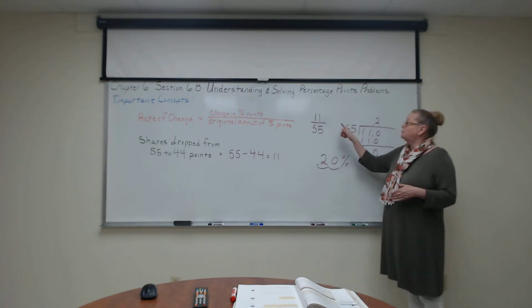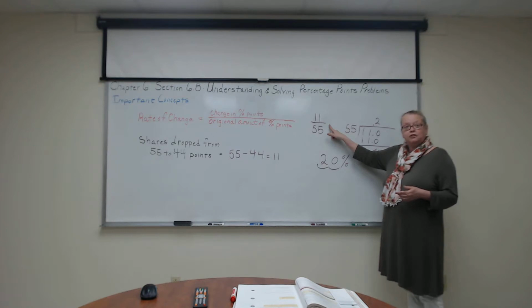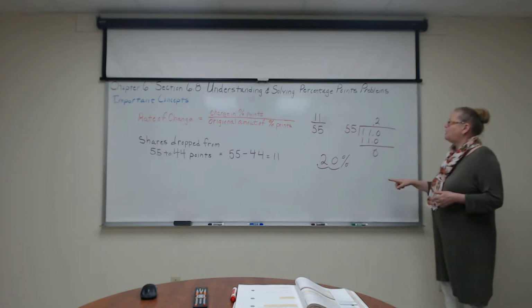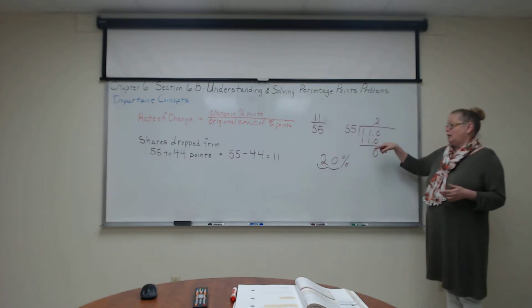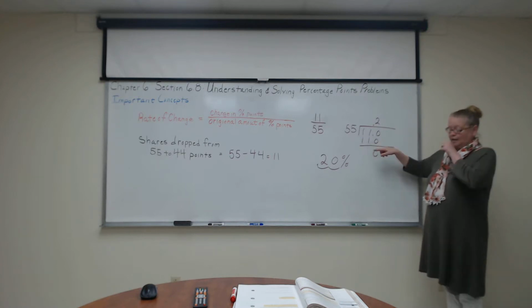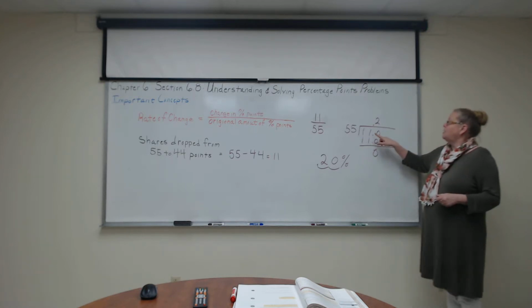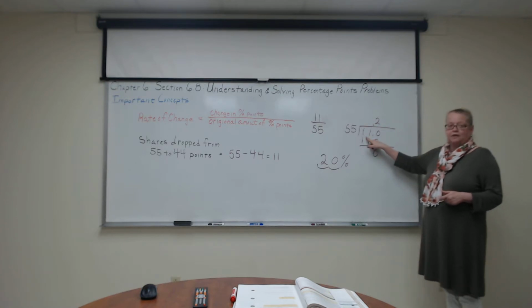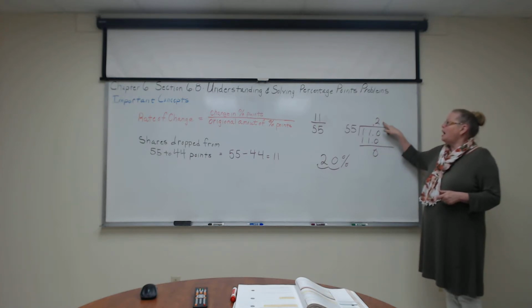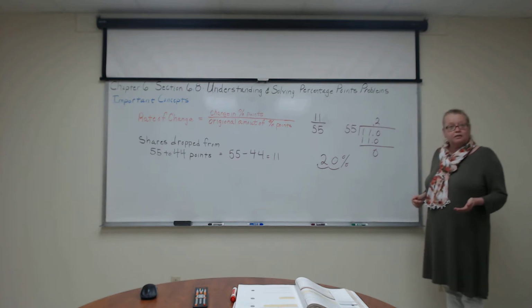But again, we know that this means division. So we're going to divide 55 into 11. When we do that, we have to add a decimal point because 55 can't divide into 11. But it does divide evenly into 110, and we get 0.2 as our answer.